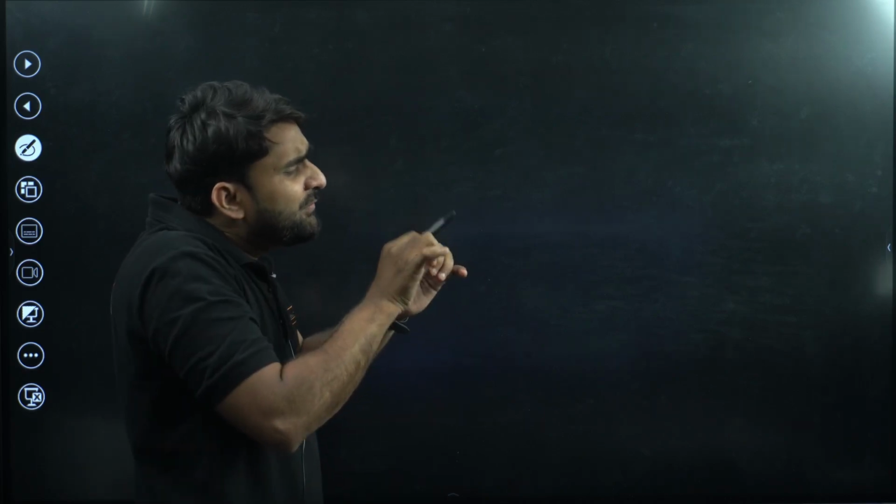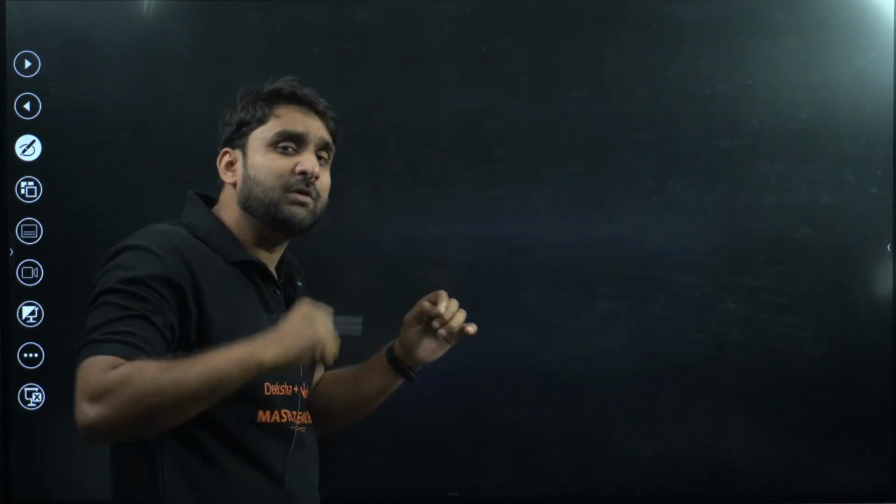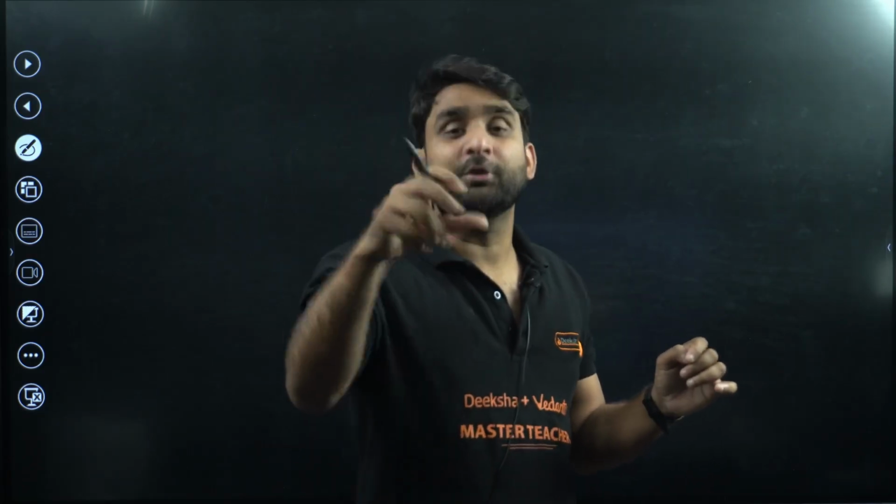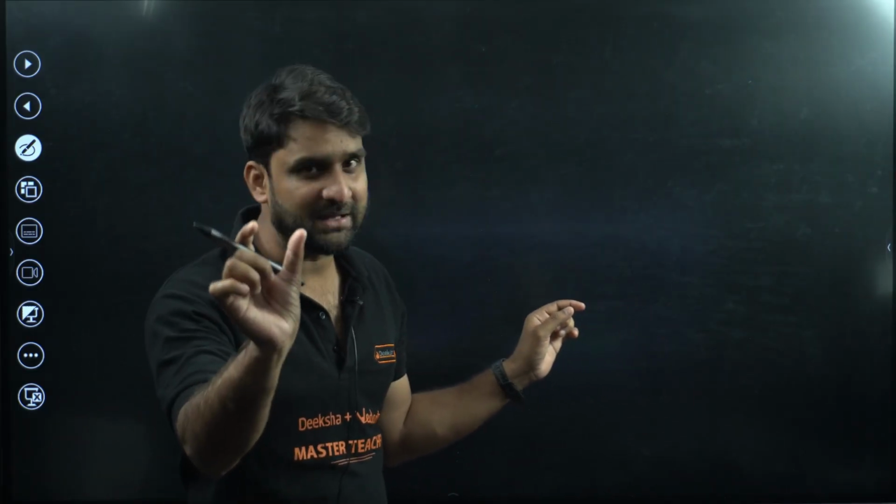Just first focus on linear equation. What is called a linear equation? The equation in which the degree is 1, the exponent of the power is 1, but with two variables. So there should be two variables. Two variables means one variable we can consider as x and the other variable we can consider as y.